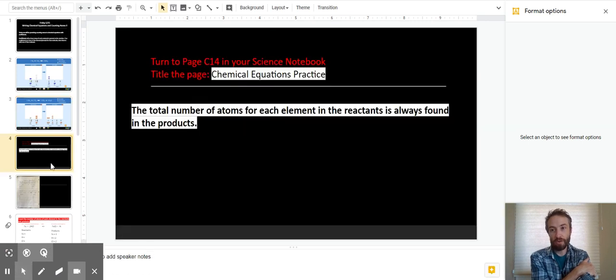You're going to be writing in your science notebook on page C14, and you can title the page Chemical Equations Practice. And this is the first sentence you're going to write. It says the total number of atoms for each element in the reactant is always found in the products. If you need to pause now, go ahead, but I'm going to keep moving.